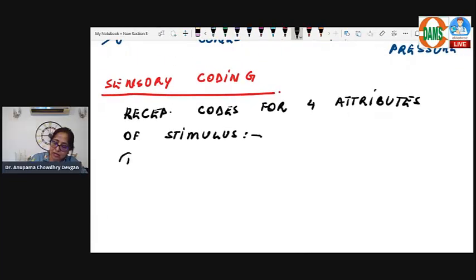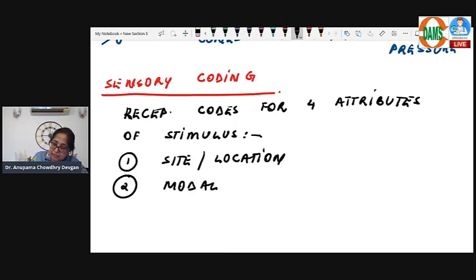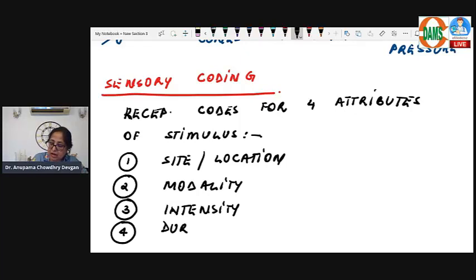And which are the 4 attributes of a stimulus? Number 1, site or location. Number 2, modality. Number 3, intensity. And number 4 is duration. These are the 4 attributes of a stimulus.